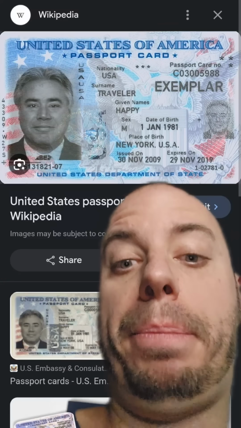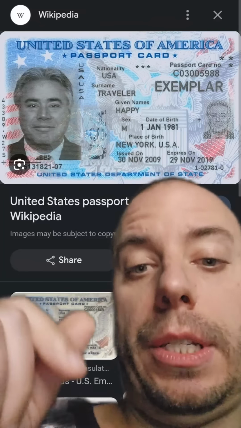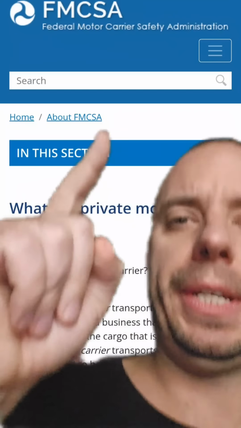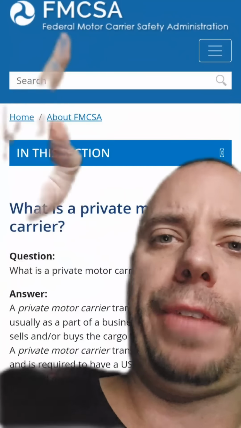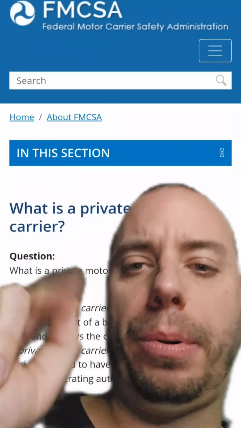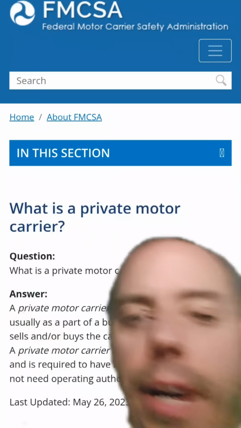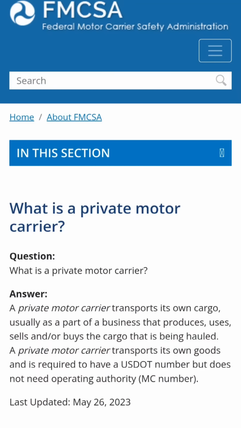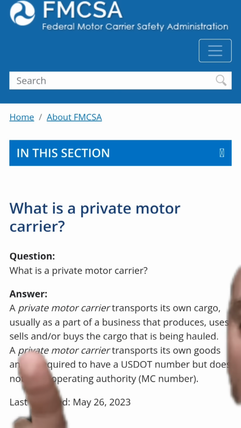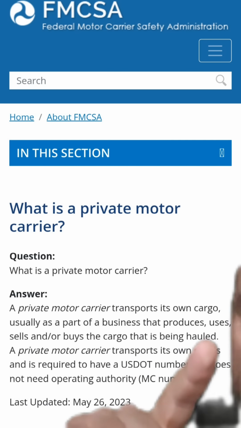One of the easiest ways to break personal jurisdiction, as well as subject matter jurisdiction to some degree, is this passport card. But if you go above the DMV, they have this thing called the Federal Motor Carrier, right? Now, there's two types of motor carrier. There's a private motor carrier and a for-hire motor carrier. A private motor carrier transports its own cargo, usually as a part of a business that produces, uses, sells, or buys that cargo that is being hauled.